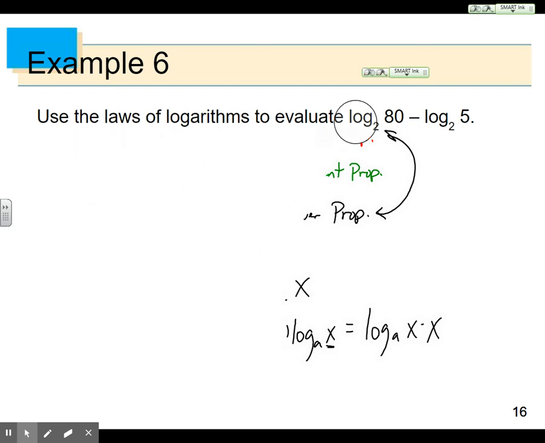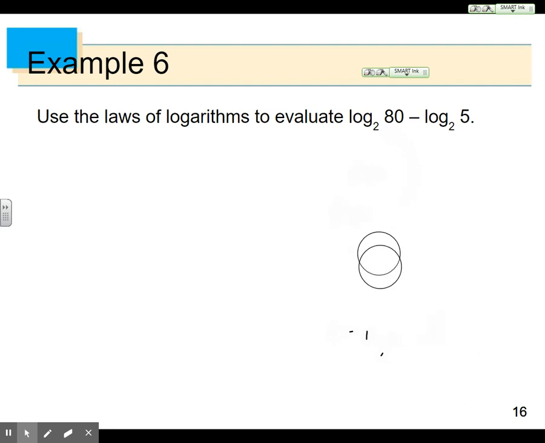So I'm going to use the log laws to evaluate these. I have log base 2 of 80 minus log base 2 of 5. Well, I'm going to work it in reverse. I'm going to get rid of this minus sign right here. Because remember what this means. This means 2 raised to what power is going to give me 80? I have no idea. 2 raised to what power is going to give me 5? I can sit there and guess in my calculator for a while and try to come up with something relatively close, or I can use my properties to help me out.